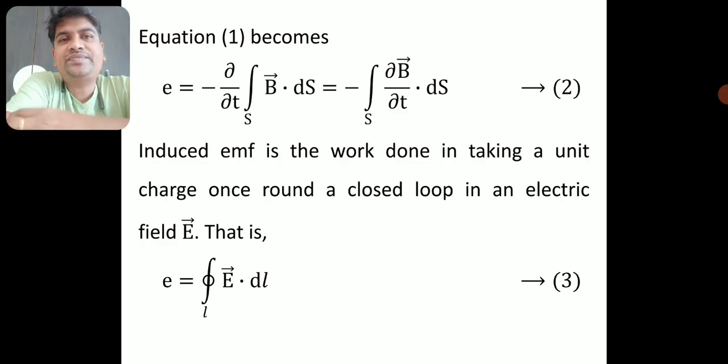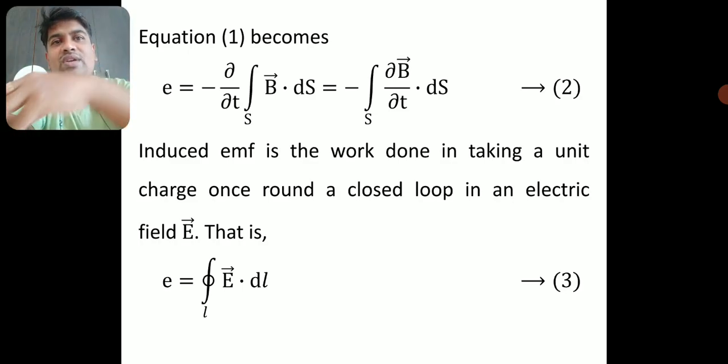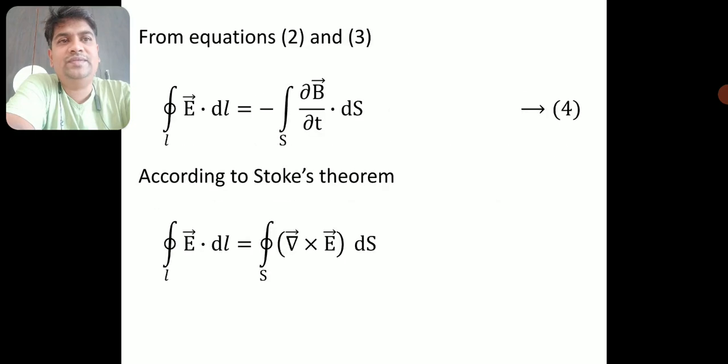E is the electric force, meaning the force experienced by a unit positive charge is E. So force into displacement is nothing but work done. If I have to take the total work done for one complete loop, taking a charge for one complete loop, it will be the line integral of E dot dl. So this work done is nothing but EMF. That is what we call EMF. EMF is the work done in taking a charge one round in a closed loop. So I can write this EMF, the work done, as the line integral of E dot dl. That is equation number 3.